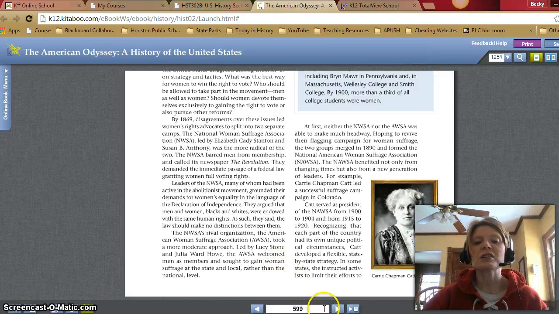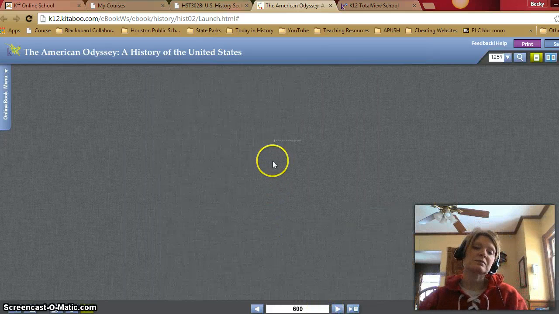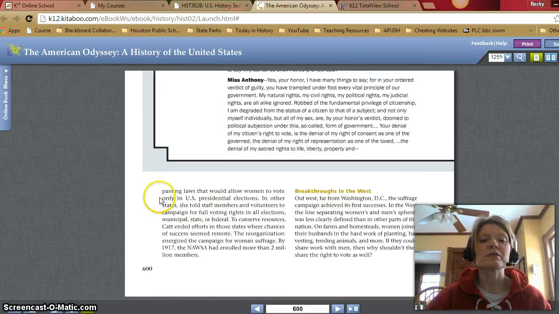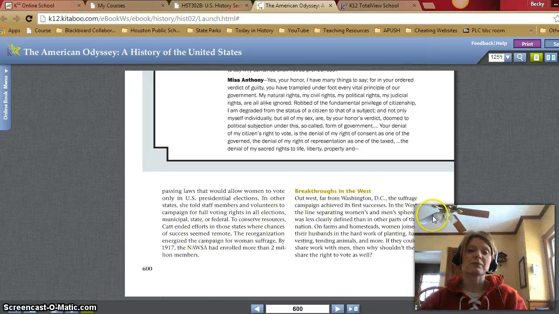In some states, she instructed activists to limit their efforts to passing laws that would allow women to vote only in U.S. presidential elections. In other states, she told staff members and volunteers to campaign for full voting rights in all elections, municipal, state, or federal. To conserve resources, Catt ended efforts in those states where chances of success seemed remote. The reorganization energized the campaign for women's suffrage. By 1917, the NAWSA had enrolled more than 2 million members.